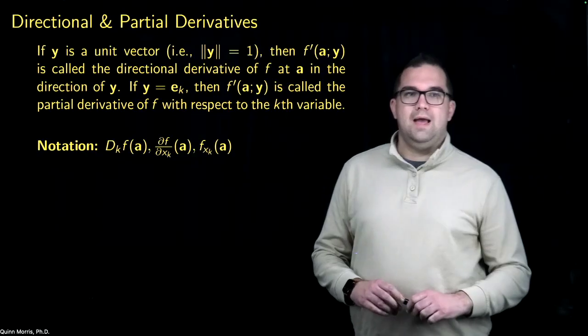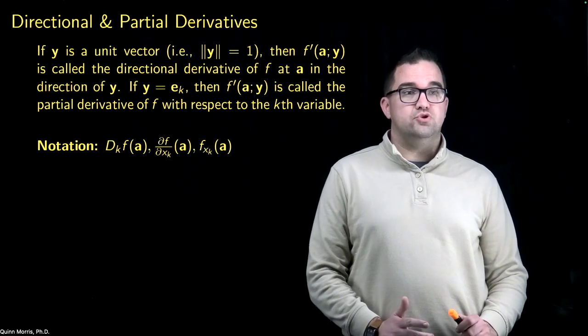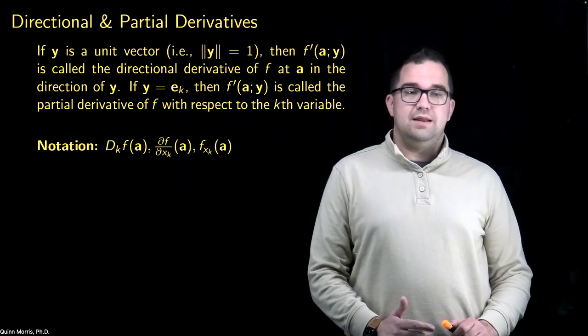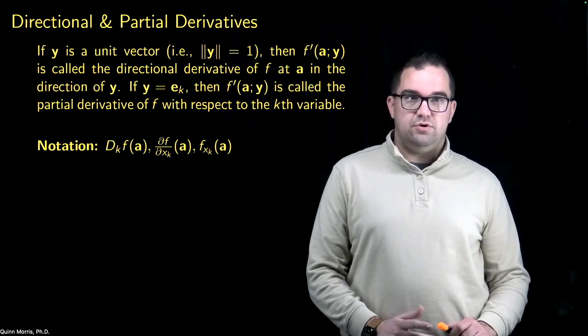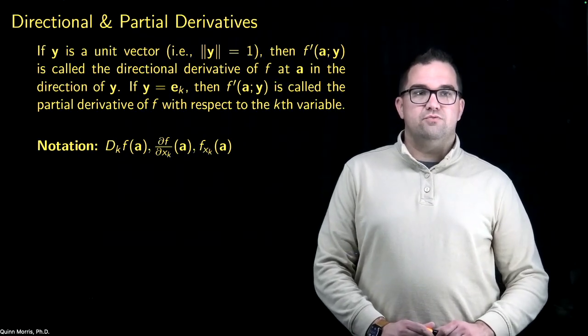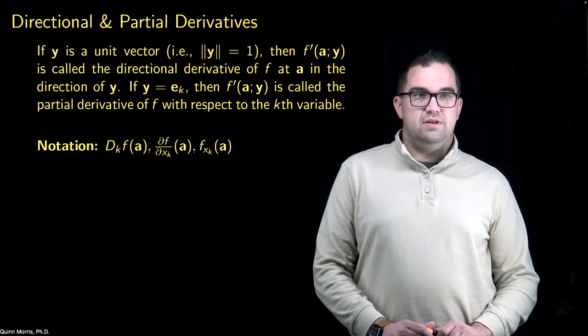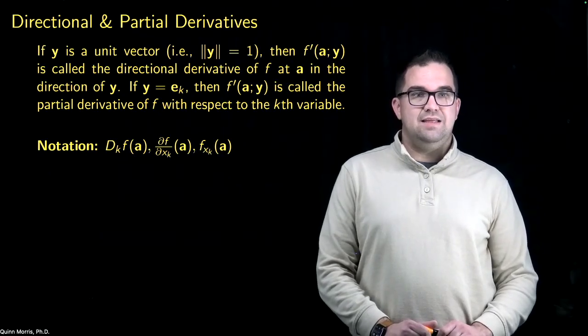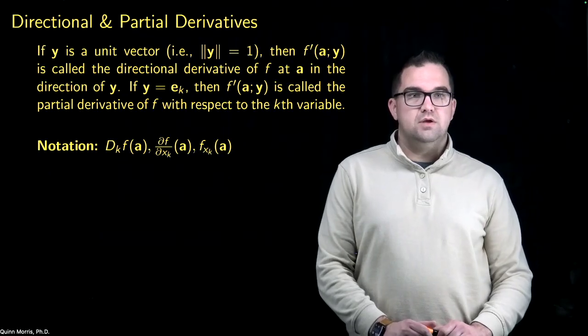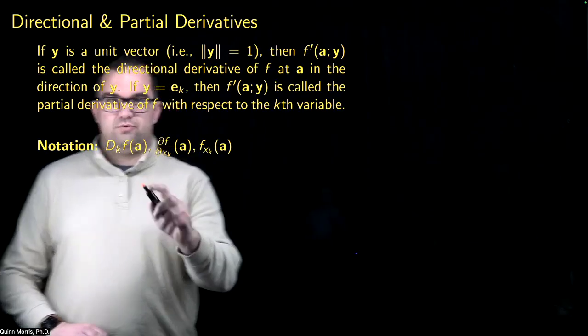So if y is a unit vector, and when we say unit vector, we simply mean a vector whose norm is length 1, and again, for our purposes, we'll be using the standard Euclidean norm, then the derivative of f with respect to y is called the directional derivative of f at a in the direction of y. So before we move on and talk about partial derivative, we have here the directional derivative.